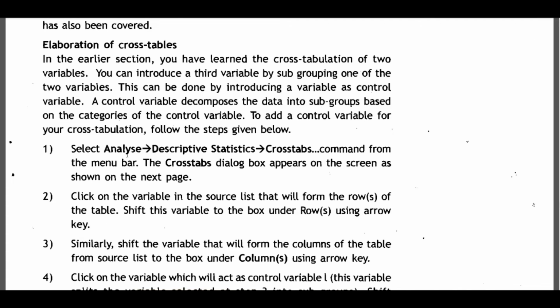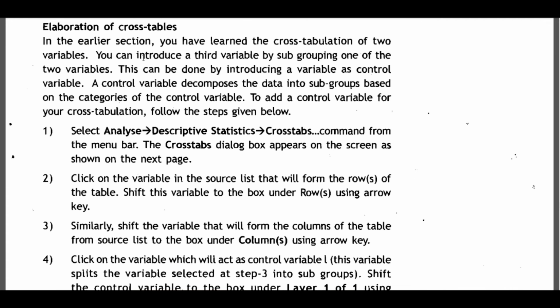Elaboration of cross tables. In an earlier section, you have learned the cross tabulation of two variables. You can introduce a third variable by subgrouping one of the two variables. This can be done by introducing a variable as a control variable. A control variable decomposes the data into subgroups based on the categories of the control variable.